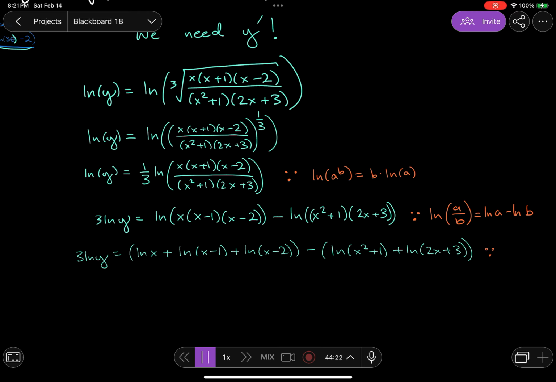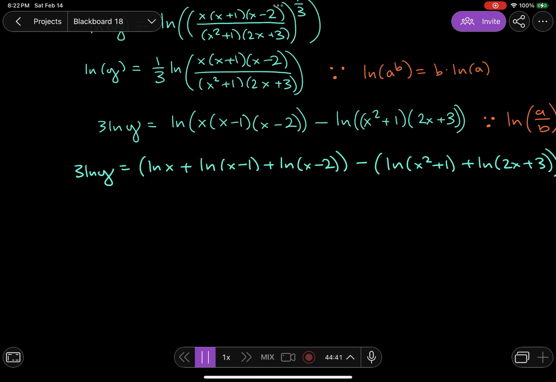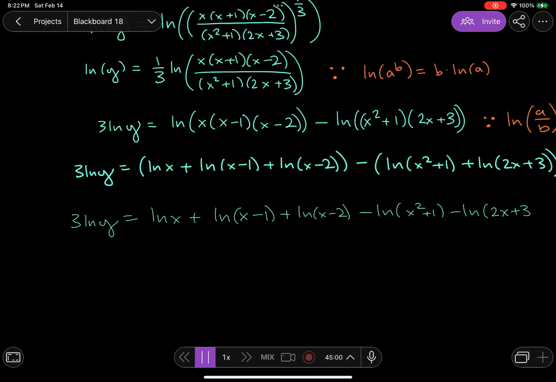So this rule is the natural log of a times b is equal to the natural log of a plus the natural log of b. And all logarithms hold these properties. It's not like the natural log is special or anything, but this happens to be a natural log. All right, you guys. Now we can distribute. So this tells us that 3 times the natural log of y is equal to the natural log of x plus the natural log of x minus 1 plus the natural log of x minus 2, minus the natural log of x squared plus 1, minus the natural log of 2x plus 3.